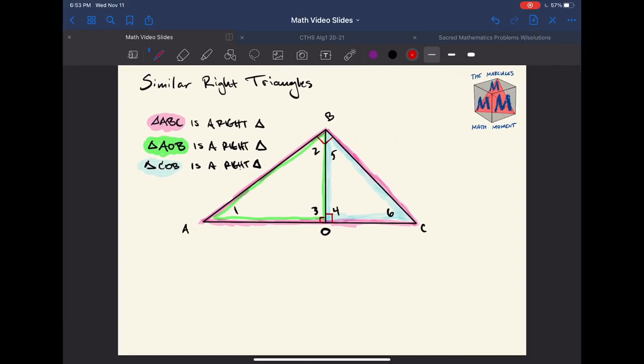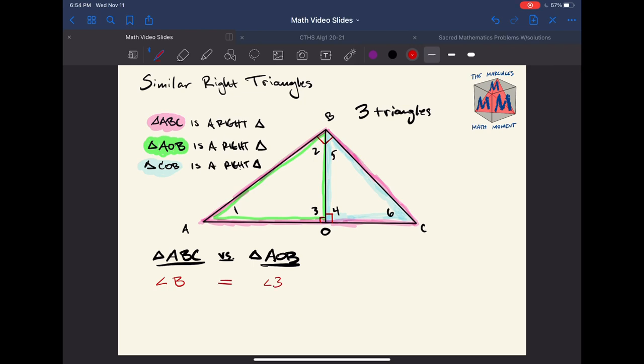So here I got my big right triangle ABC. It's outlined in pink. And then I got two other triangles, the green one, AOB, and the blue one, COB. And those two other smaller triangles are created by the altitude, BO. So let's look at the big pink triangle versus the medium green triangle. I'm going to look for the right angle in the green triangle, and we'll just call that angle B. It's up there at the vertex B.